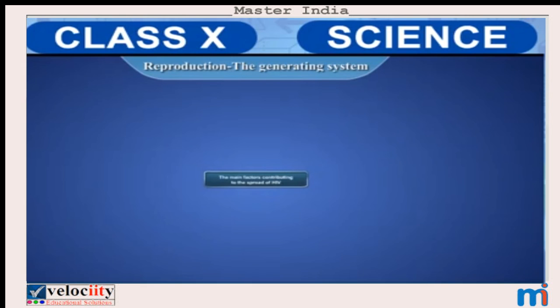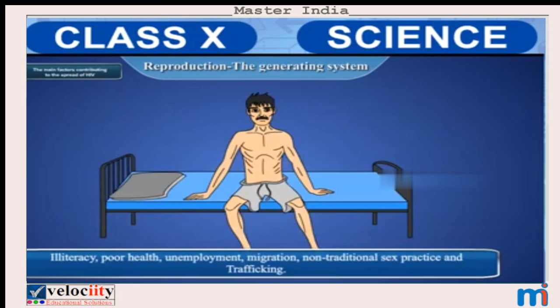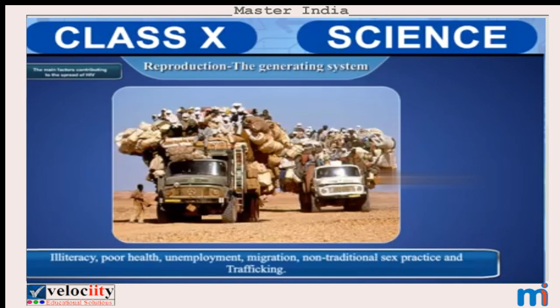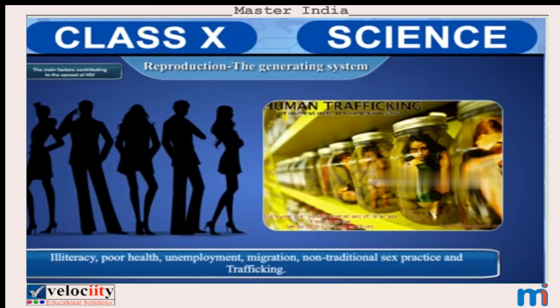The main factors contributing to the spread of HIV: illiteracy, poor health, unemployment, migration, non-traditional sex practice, and trafficking.